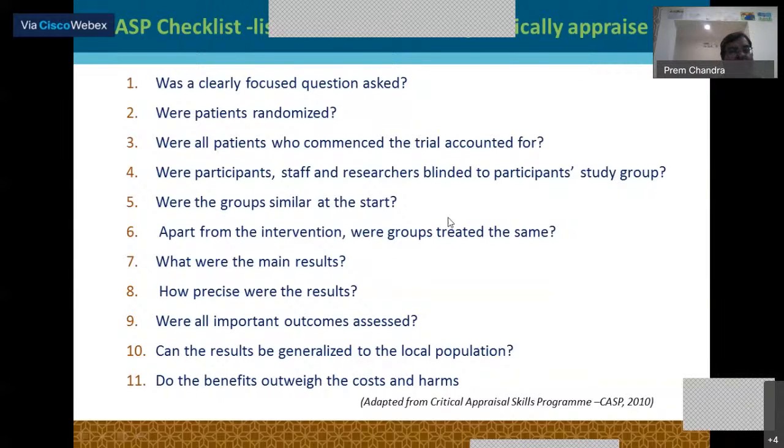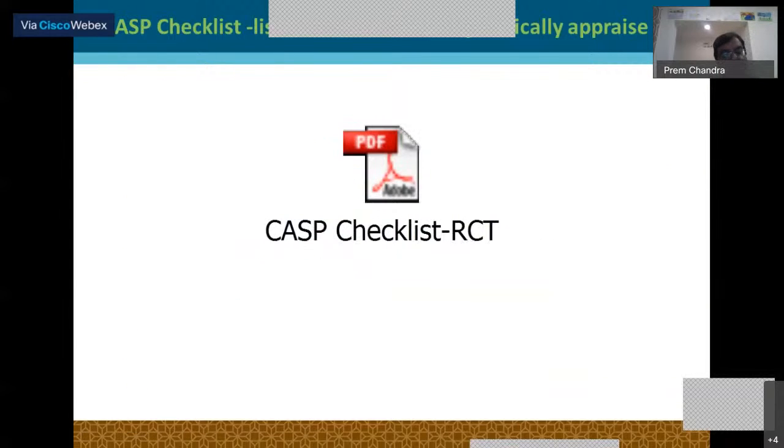What were the main results? How precise were the results? Were all important outcomes assessed? Can the results be generalized to the local population? Last but not least, do the benefits outweigh the costs and harms? So we will discuss them one by one in detail.